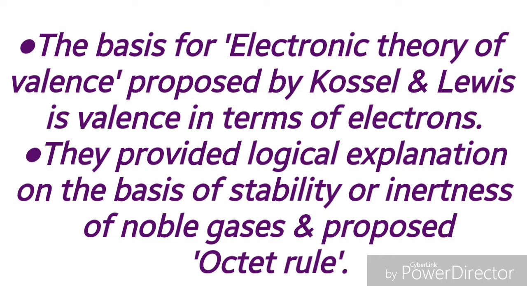Students, the first theory, electronic theory of valence, proposed by Lewis and Kossel. The basis for this is valence in terms of electrons. They provided a logical explanation on the basis of stability or inertness of noble gases, and this led to the proposal of octet rule.